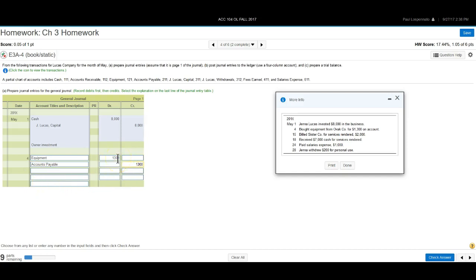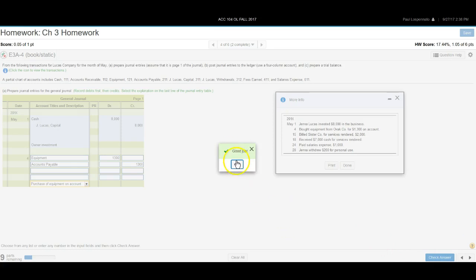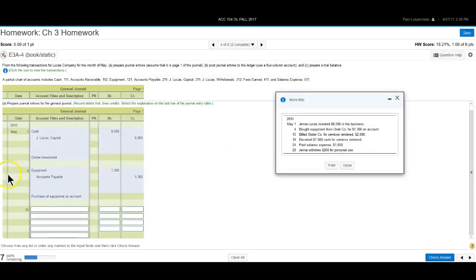Debit assets to add to equipment in this case. Credit accounts payable to add to that liability. And the explanation, I think, should be the purchase of equipment on account. And it looks like that's correct. So we'll come on down here and check the answer. Hopefully we're okay. Good job. Okay, so you got them both there. The accounts themselves have not been updated because we have not posted yet.